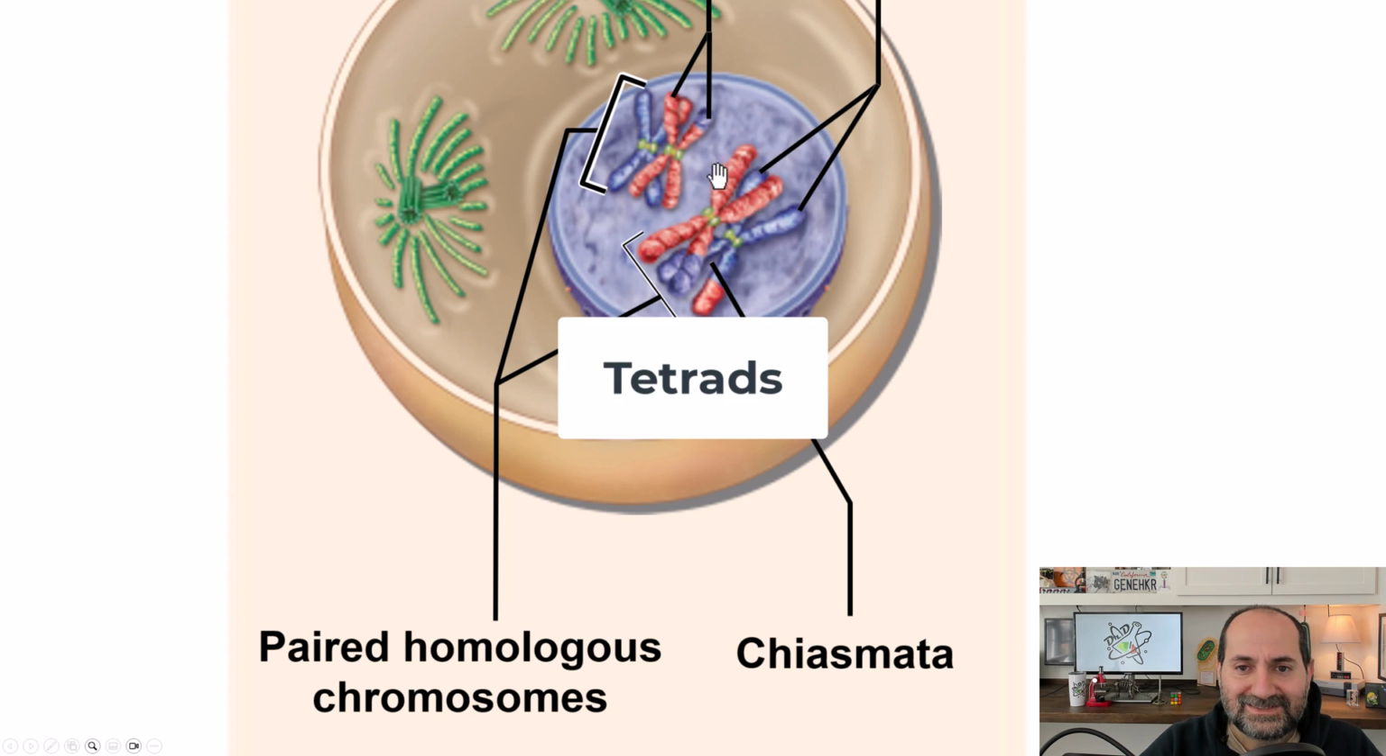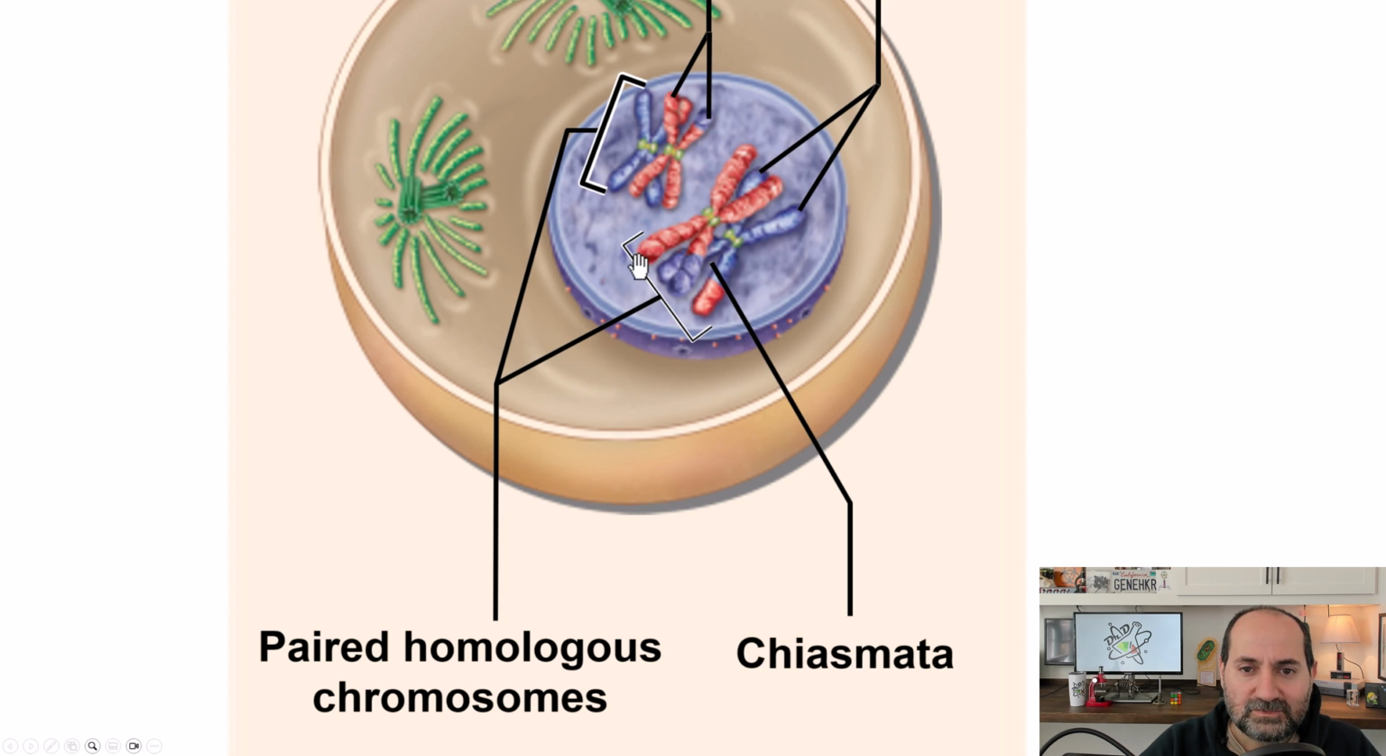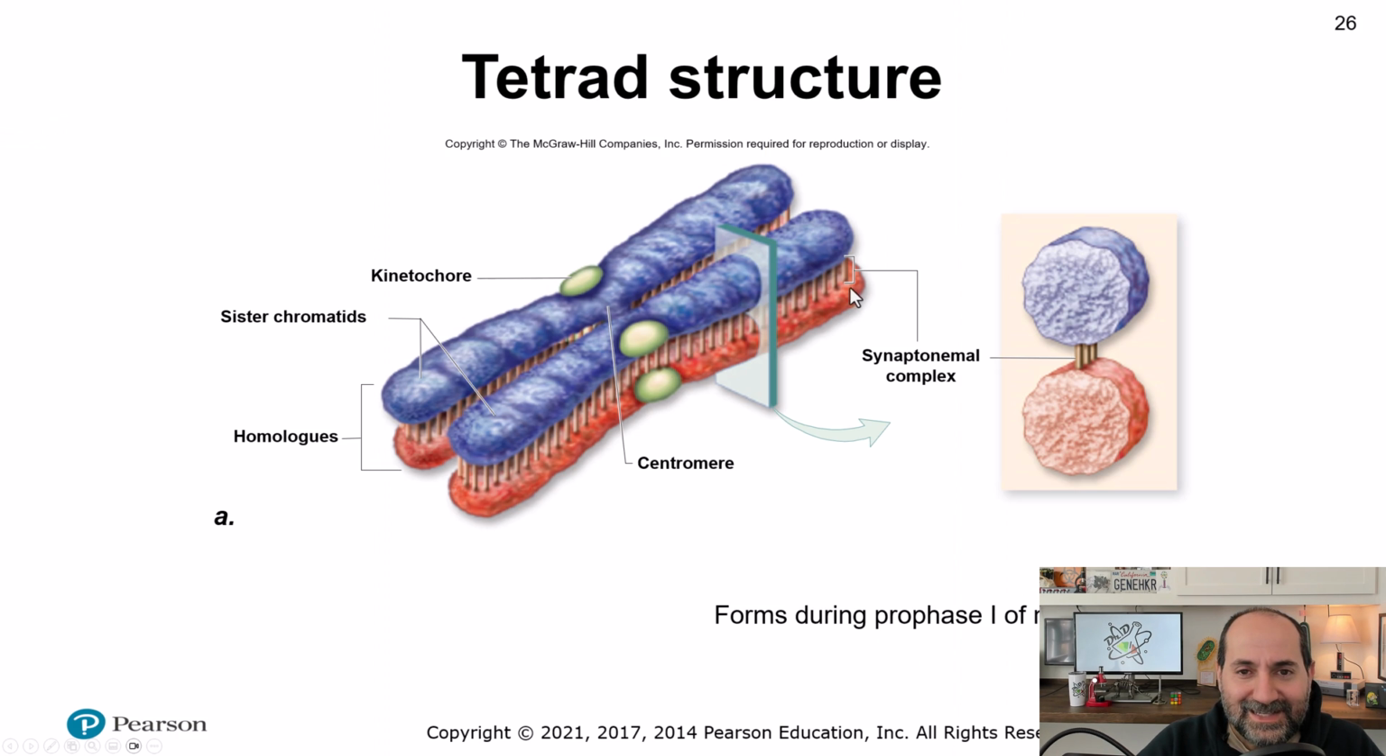And I'm going to show you exactly what a tetrad structure is, because it's these tetrads that form during prophase I. So here is a tetrad structure. A tetrad is when a pair of sister chromatids joins up with the homologous pair of sister chromatids to form a tetrad structure. Tet means 4, and this is a fitting name because this is 4 chromosomes all hanging out together. So, for example, let me give you an example.